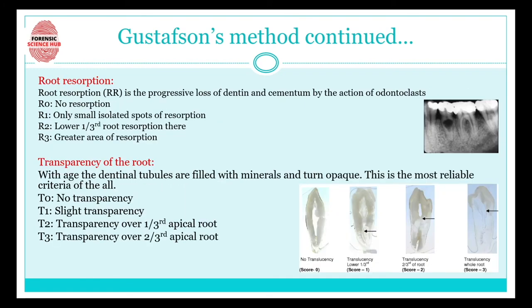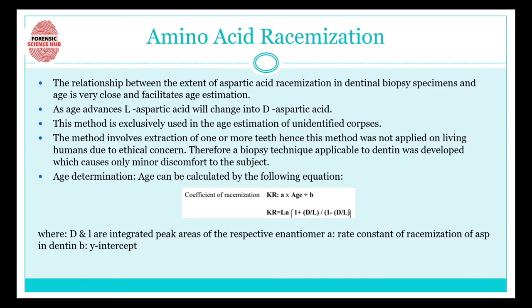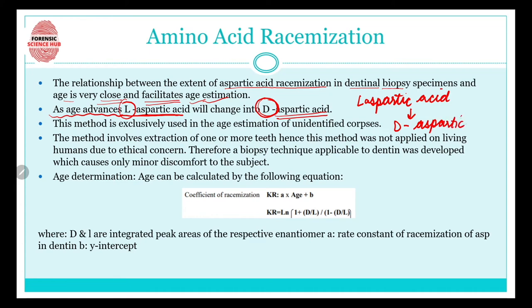Then talking about the next method, that is amino acid racemization. The relationship between the extent of aspartic acid racemization in dentinal biopsy specimens and age is very close, and it facilitates age estimation. Now, as the age advances, as we grow old, the L-aspartic acid, an amino acid, starts to get changed into the D form, D-aspartic acid. So L-aspartic acid starts to get converted into D-aspartic acid, which is called racemization.